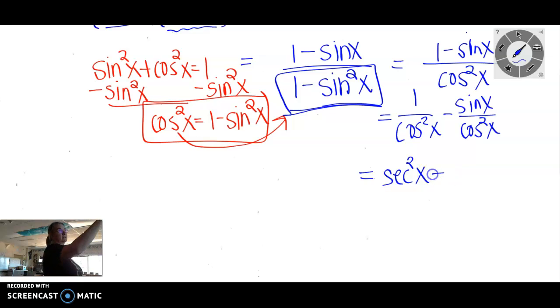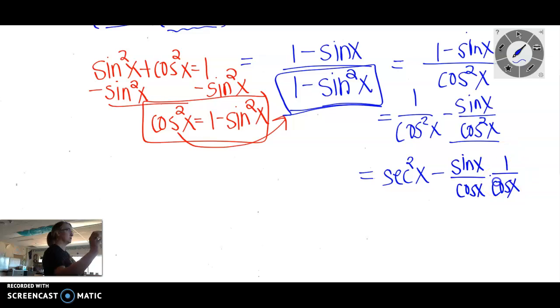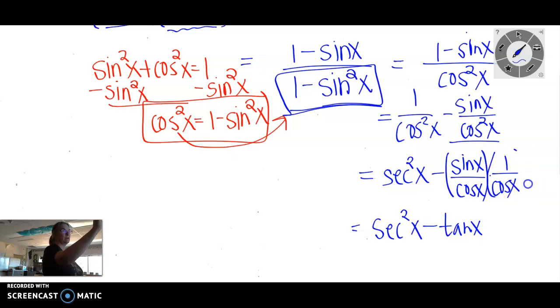Over here, I have sine of x over cosine squared x. I can pull apart that fraction and write that as sine of x over cosine of x times 1 over cosine of x. And if you think about it, if you were to multiply across, you get sine of x on the top over cosine squared x. It's perfectly legal. So we have secant squared x minus, what is sine over cosine? It's tangent of x. And 1 over cosine is secant of x. There you go. Boom. No more fraction.